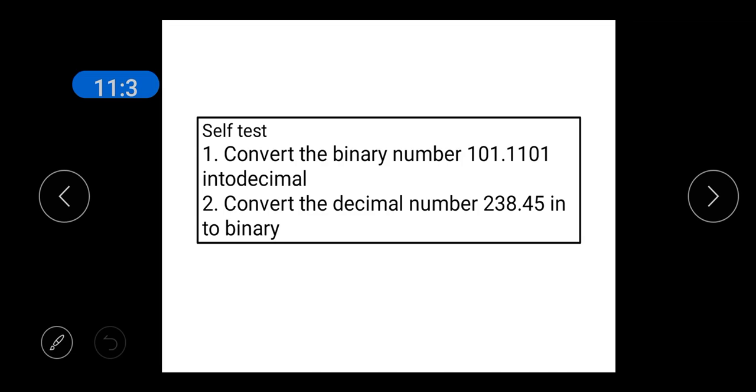So in order to test yourself whether you are clear about conversion of binary into decimal and decimal into binary, you try these problems. Thank you.